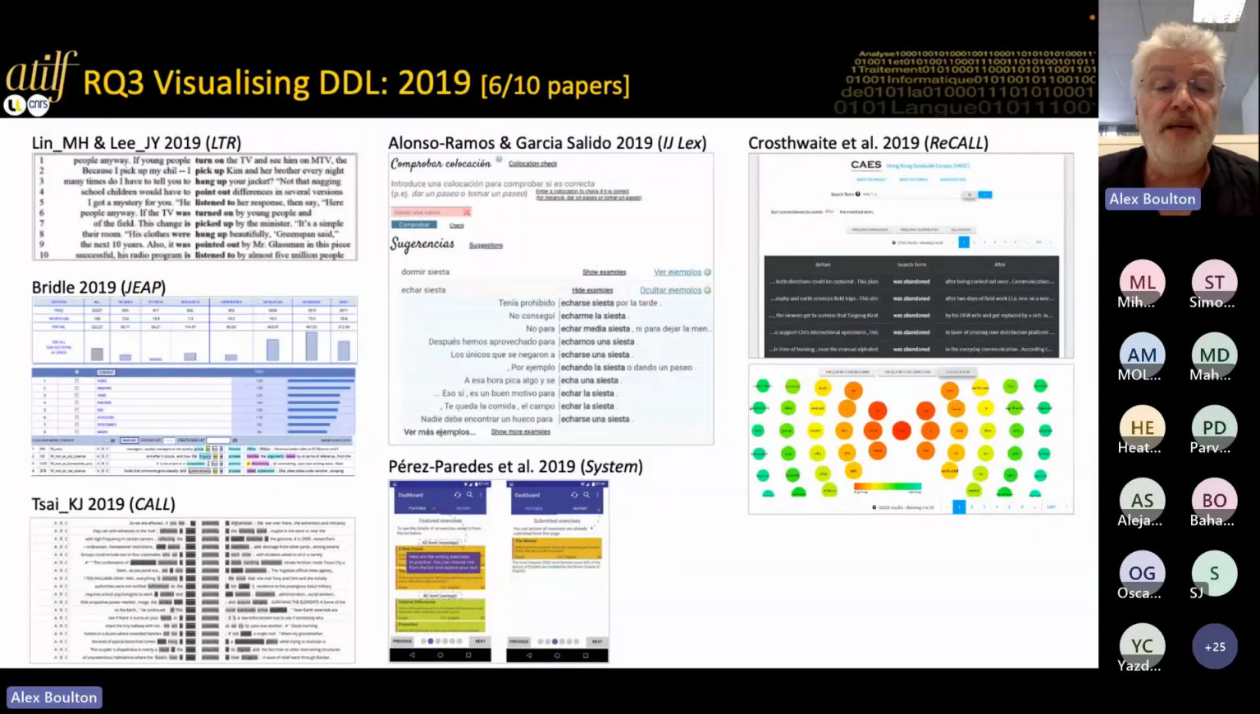And finally, at the bottom in the middle, I've got Perez Paredes et al. This is not actually an example of DDL, but was a screenshot in their paper. And I included it because it shows doing DDL on mobile phones. Okay, there's very little on that at the moment. It'd be nice to have more. So I did include it for that reason.